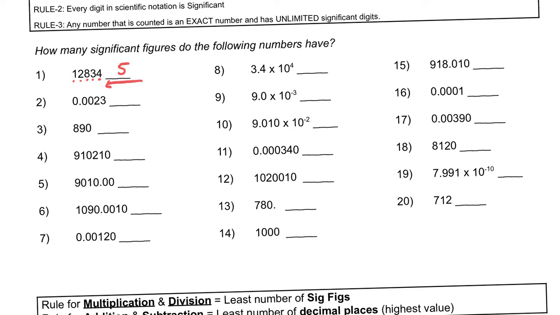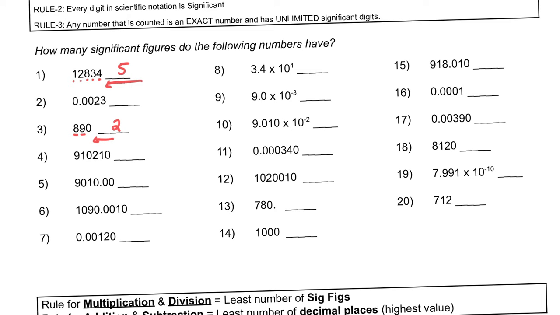Let's jump down to number 3. Number 3, decimal is absent, so I'm going to come from this direction, from the Atlantic Ocean. And my first non-zero number is a 9. Then I'm going to count till I run out. So this is going to have 2 significant figures.